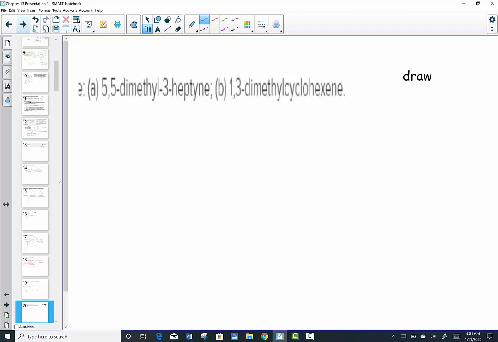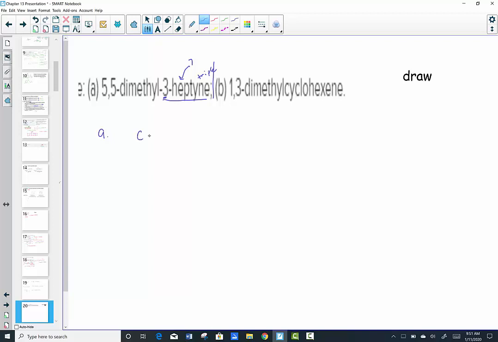Now, I also wanted to include some practices where you had to read the names and then come up with the structures. So there's 2 of them here. Letter A says 5,5-dimethyl-3-heptine. So I recommend, let's go to this very root word. Before I worry about branches off of the main chain, let's get that long carbon chain drawn. The prefix hept means 7. Ine means a triple bond. And the location of the triple bond means it's between carbon 3 and 4.